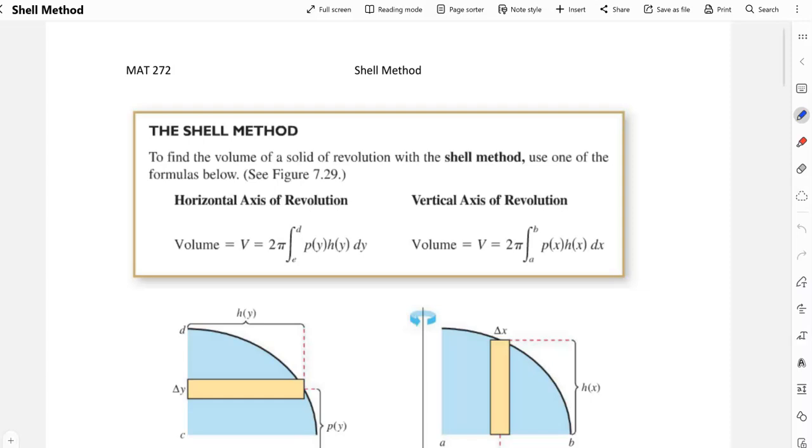Hello everyone and welcome back to another calculus video. In this video we are going to talk about the shell method. The shell method is another way to find the volume of a solid of revolution.